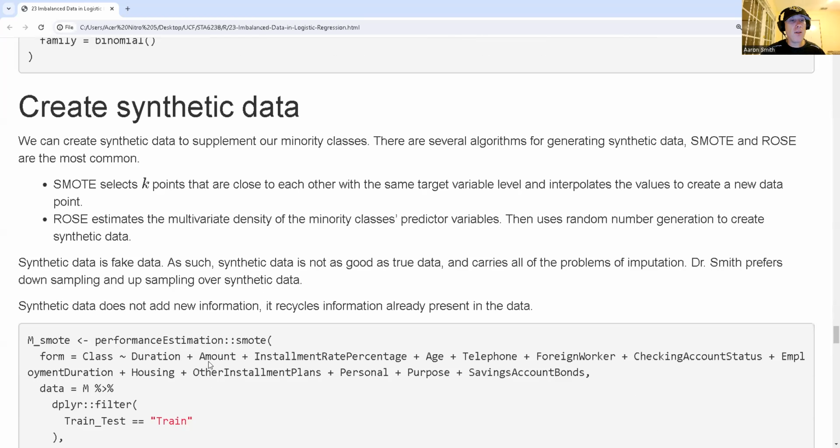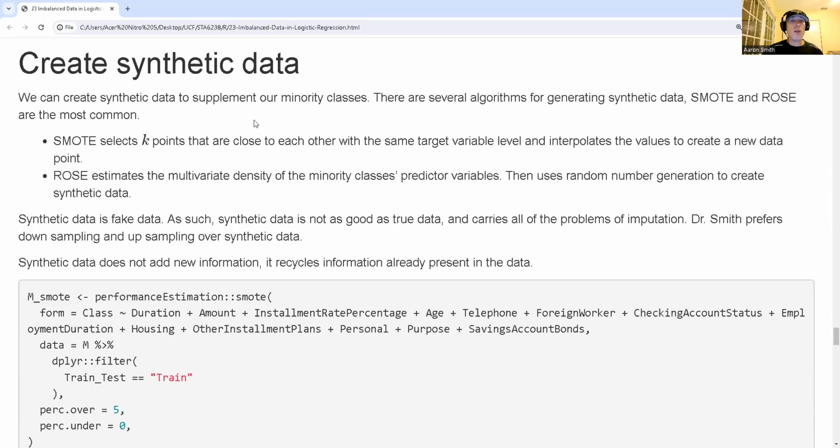Now for synthetic data, we're going to take the minority, the low frequency level observations, and we're going to use an algorithm to generate new observations. Now, these new observations are fake observations. That's why they're called synthetic. All of the problems with imputation and fake data come up here. So if a lawyer was going to have the chance to attack my model, they could say, well, you made fake data up. How can I trust you when you went through and generated the data?